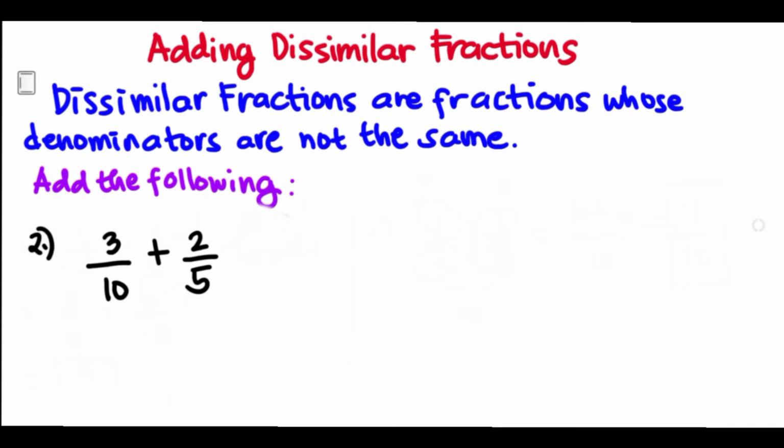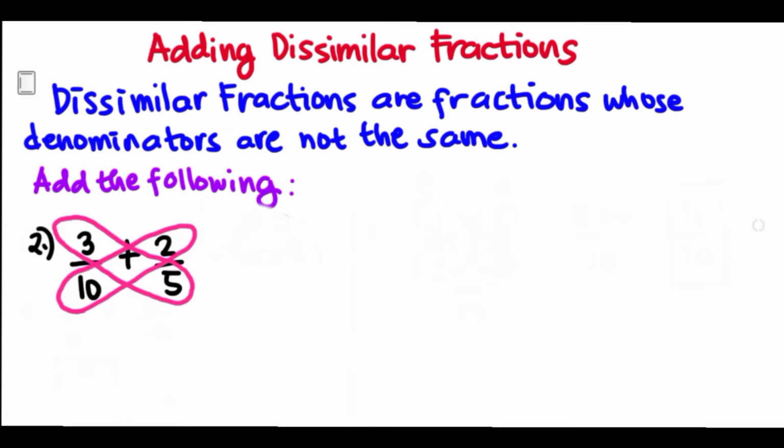Okay, let's have example number 2, 3/10 plus 2/5. So, ang gagawin ko method dito is butterfly method. So, i-multiply na ulit natin yung mga nasa wings. So, 10 times 2 is 20. And then, 5 times 3 is 15. And then, yung nasa ibaba naman, 10 times 5 is 50.